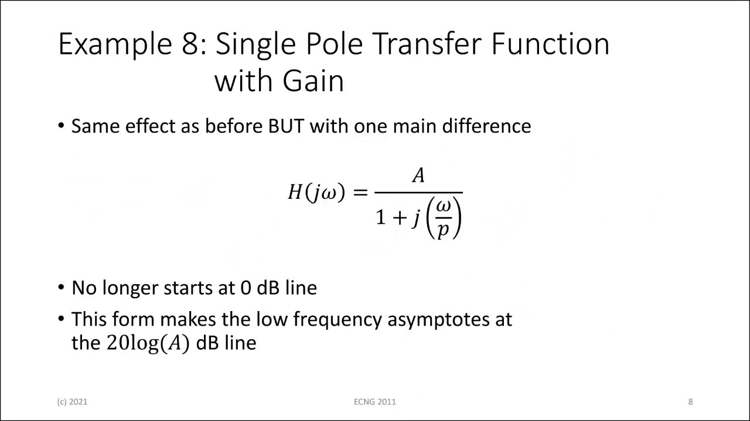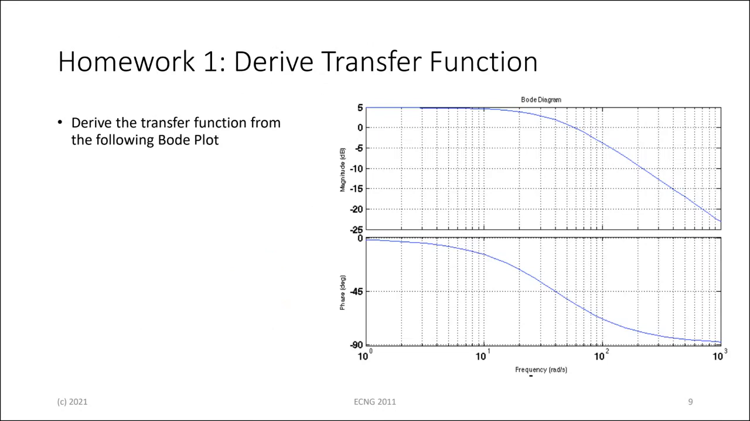Okay, so if you plot it, then this is the main difference here: the flat line wouldn't be at 0 dB, but it will be at 20 log A, the low frequency asymptote, as they call it. So for instance, if we were to do a transfer function like this, right? If I give you this and I tell you, okay, as a little exercise, look at that Bode plot and tell me what is the transfer function that made that.